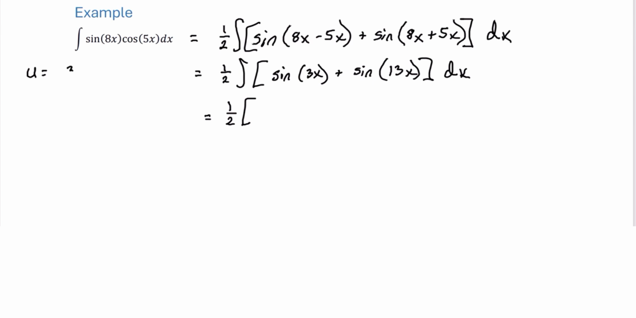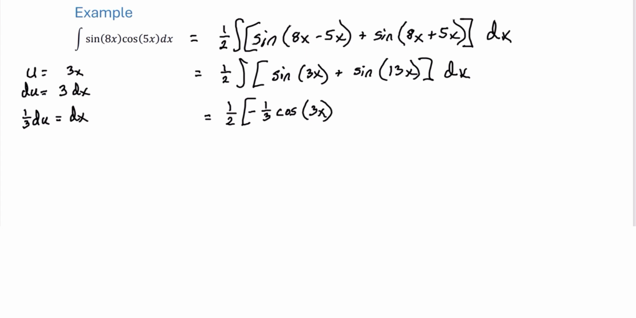U is 3x, then du would be 3 dx. We need to divide both sides by 3. We'll get 1/3 du equals dx. So we're making a substitution there, and that's where the 1/3 is going to be coming from. The derivative of sine is negative cosine, but we have that 1/3 out front. And then we'll have cosine of u, which we are replacing u with 3x.